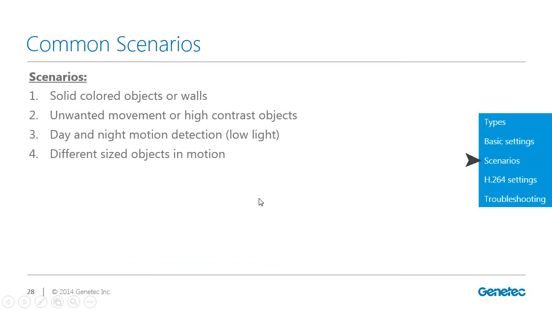Alright, so we're going to move on to our 4 common scenarios where we've seen some trouble spots, or there might be something tricky in the motion configuration. We're going to look at a scene where we have solid colored objects or walls, a scene where we have unwanted movement or high contrast objects, a day versus night scenario, and a view where we have different sized objects as well.